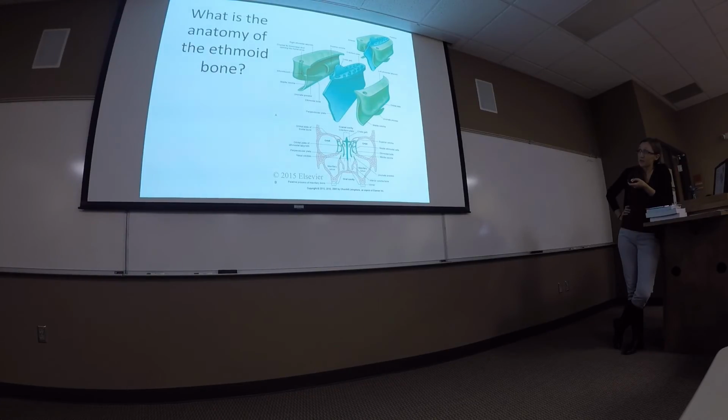Those ethmoid cells are kind of right here. We've got the orbital plate, so that medial wall of the orbit has that little plate there, and immediately medial to that are the ethmoid cells. At the top, we have the cribriform plate, and that's where the olfactory epithelium is. And then the perpendicular plate is one of the bones that makes up part of the nasal septum.